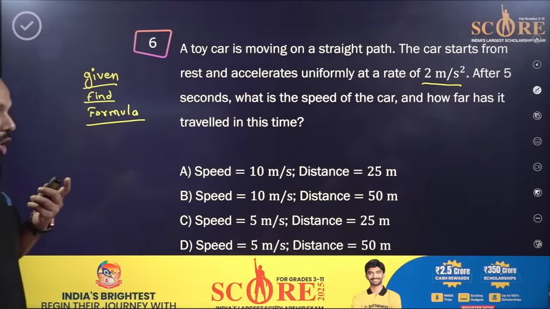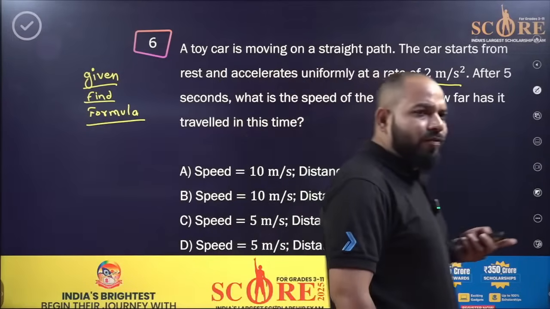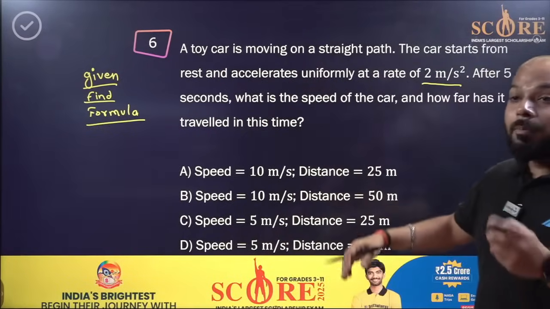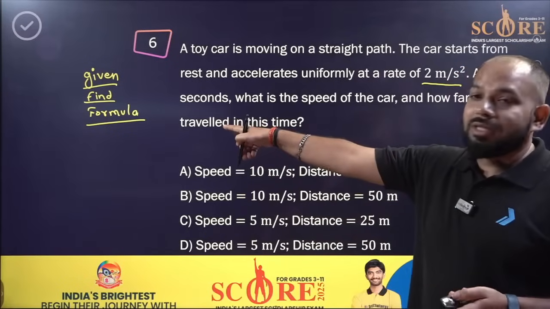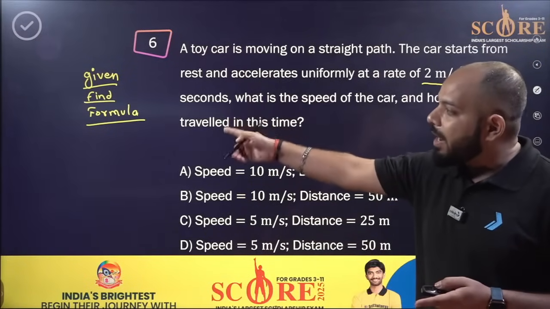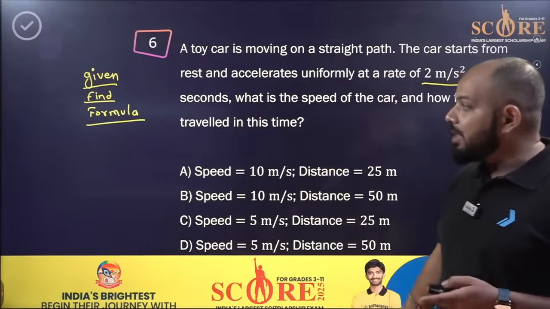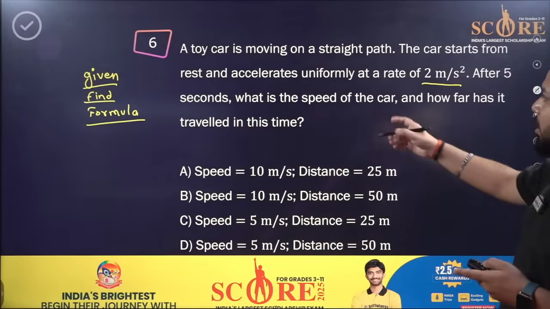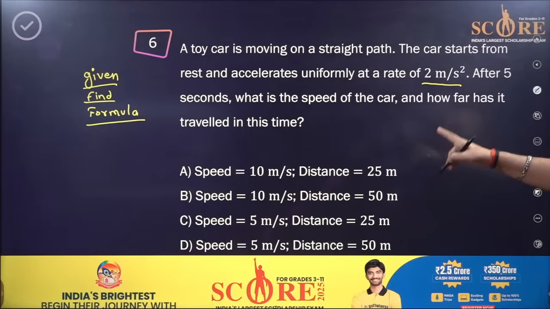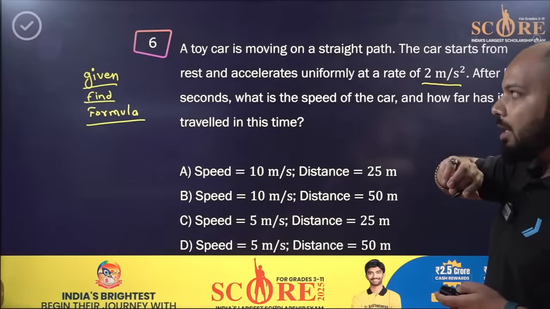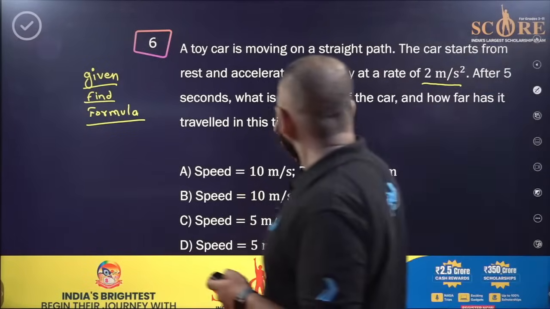So you can get the step marking, and it becomes very easy to solve. But when it comes to the objective one, you can do it directly in the rough work, because in the objective you don't have to show steps. But if you are not able to solve the objective question, always go with this approach: given, find and formula, and you will definitely get the answer. I'll show you how. Rate of 2 meter per second square. After 5 seconds, what is the speed of the car and how far has it traveled in this time? Clear?